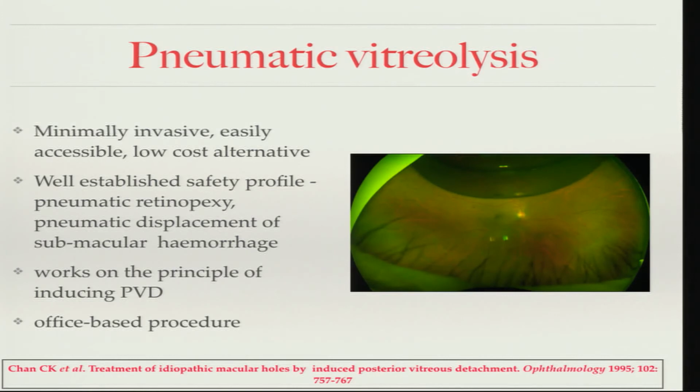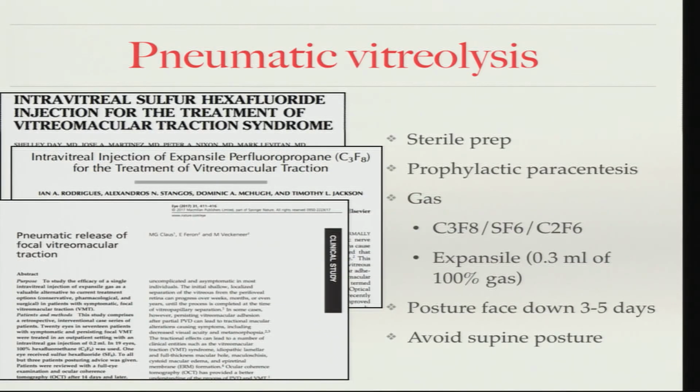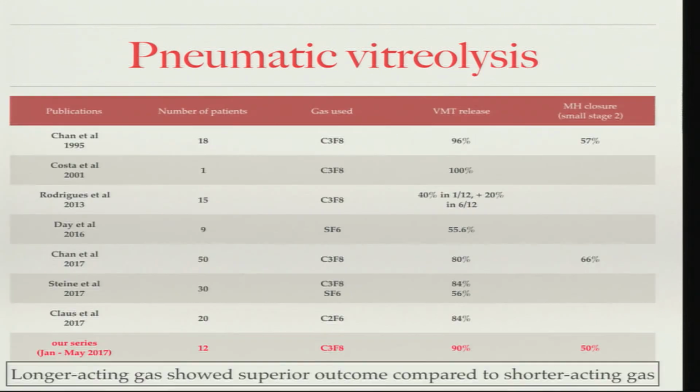It's very well established. We've been giving pneumatic retinopexy and pneumatic displacement of blood in submacular hemorrhage. It works on the same principle, and it causes PVD. Different types of gases have been used. What we normally do is a prophylactic paracentesis, let out about 0.3 cc of aqueous, and then we inject 0.3 ml of 100% gas and ask the patient to stay face down for about 3 to 5 days.